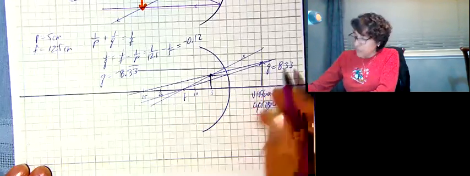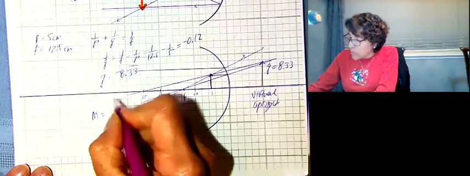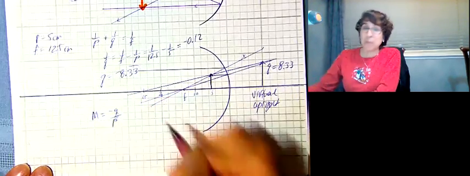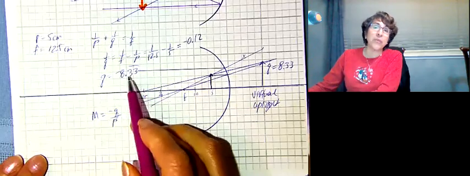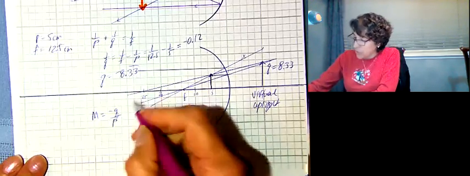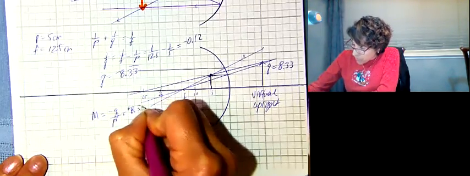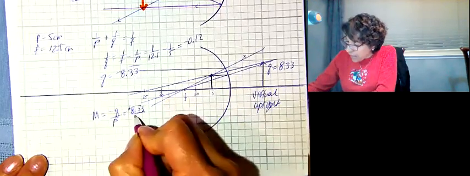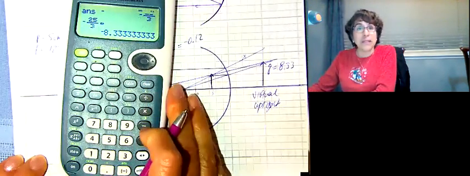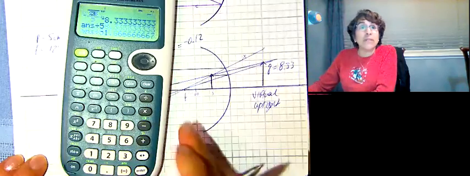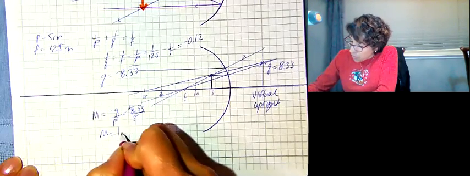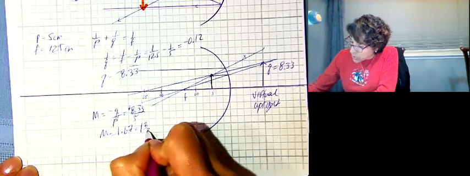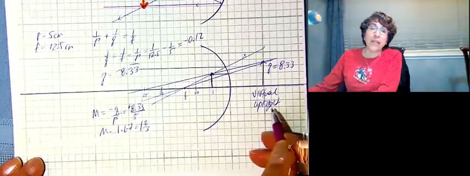Okay, let's talk about the magnification. Magnification, we know, is just negative Q over P. We had a negative 8.33, so negative of negative 8.33 would be a positive 8.33, and the P was 5. Okay, so we take that, divide that by 5, and it's 1.67. So magnification is 1.67 or 1 2/3. So it got bigger by 1 2/3. So we know it's bigger, we know it's virtual, and we know it's upright.